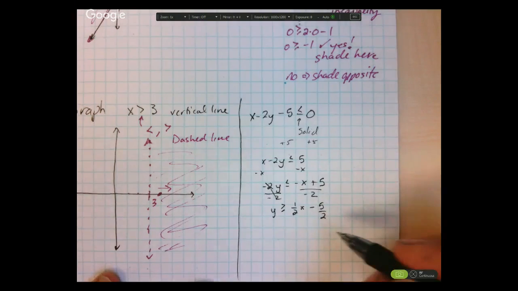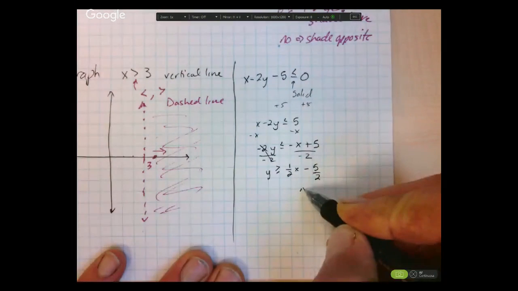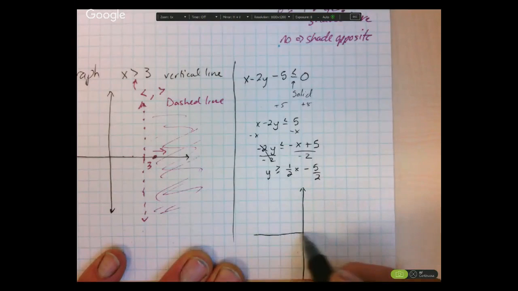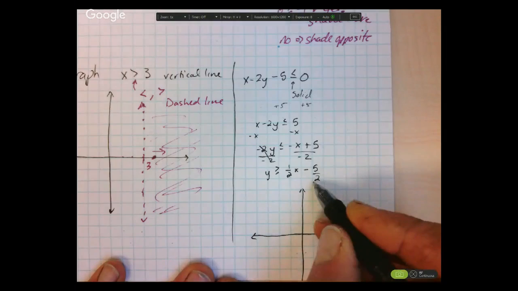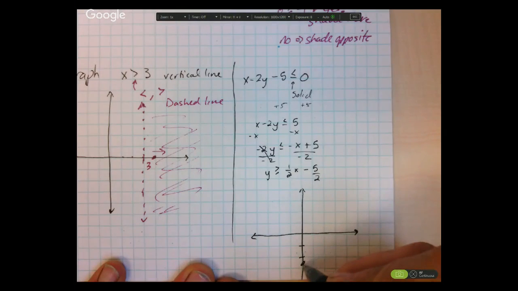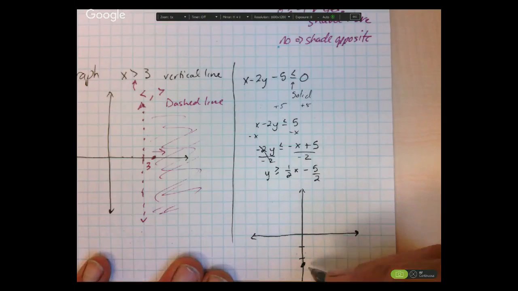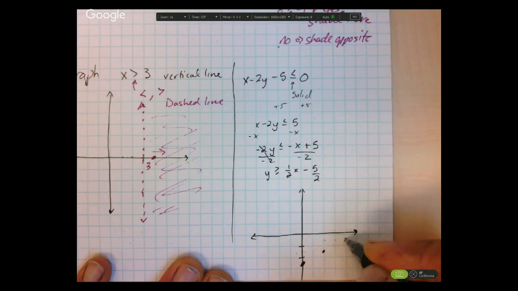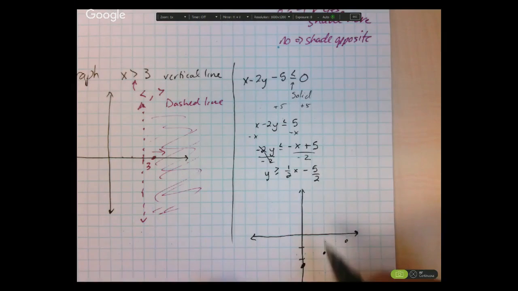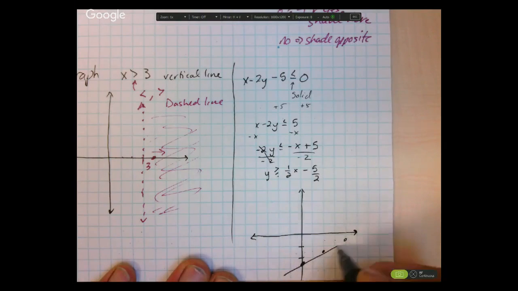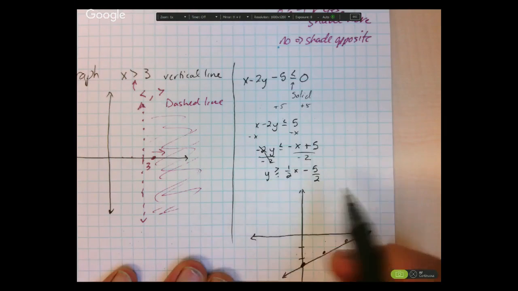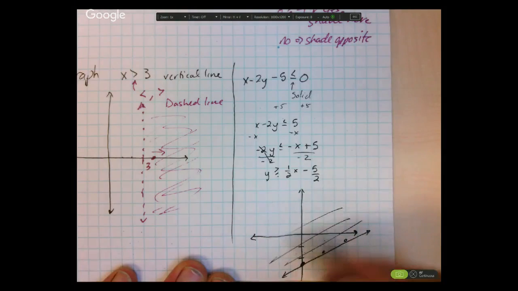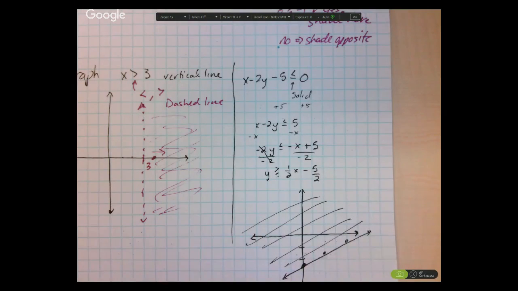If we're to graph this, the y-intercept is -2.5. The slope is 1 over 2, so up 1 over 2. And then it's a solid line. And I can shade above because it's y greater. That's the advantage of solving here. Bam, done.